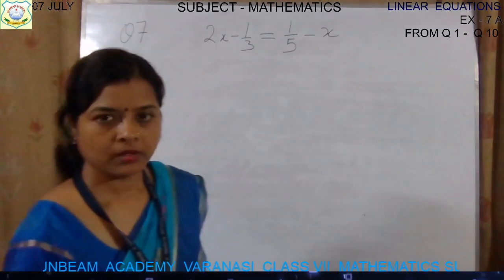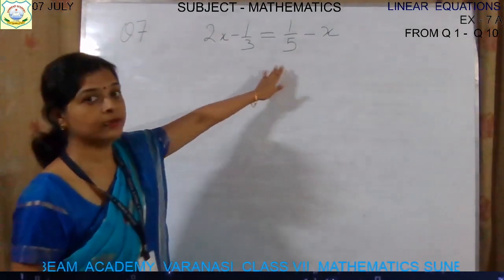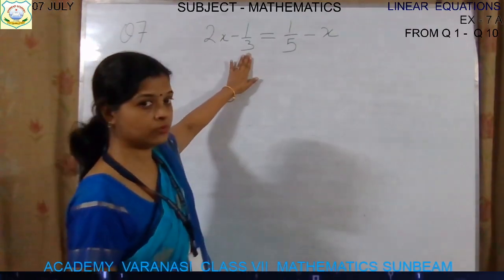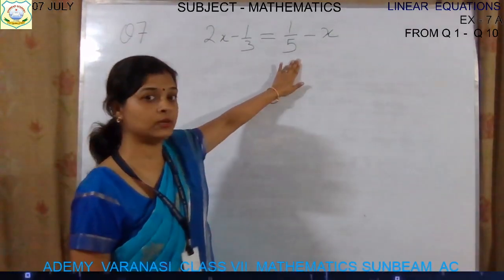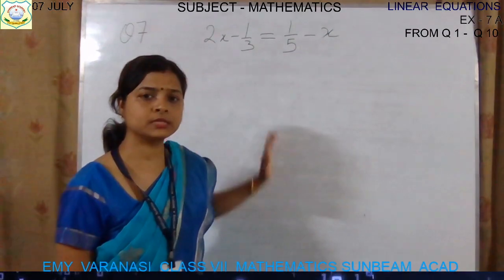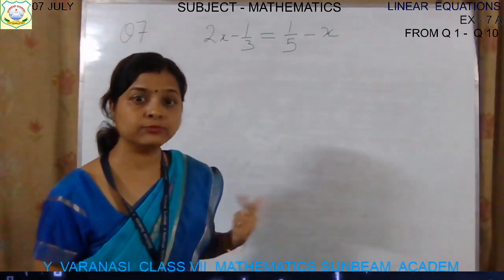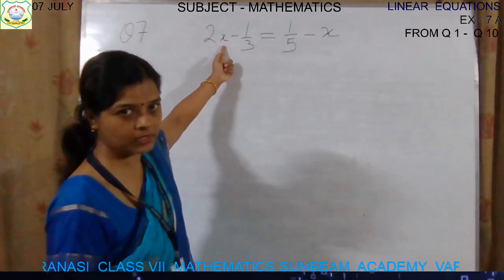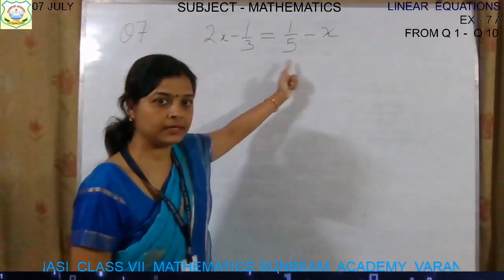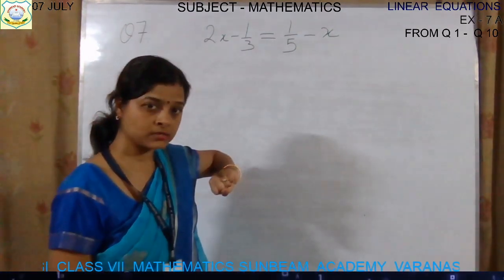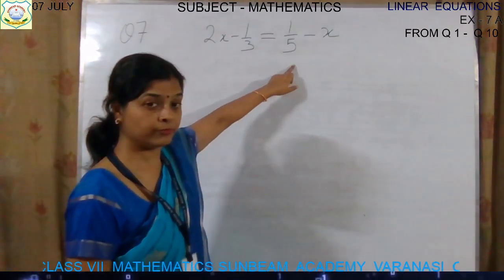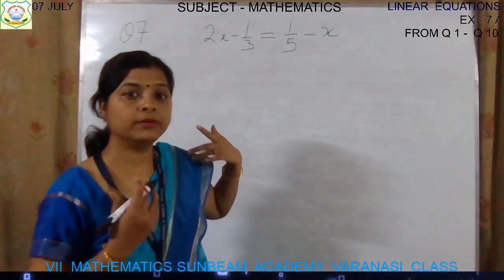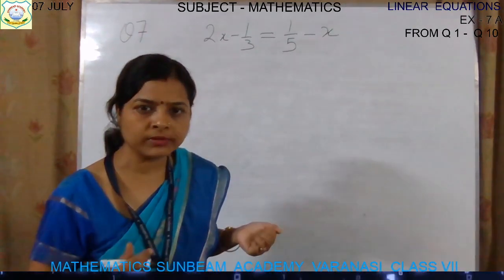Okay, children, can you see there are some denominators, isn't it? Here it is 3 and on that side it is 5. So whenever you see such a question and you have to solve for the unknown variable, that is x, y, z, whatever, if you see some denominators, then we will focus on the denominator first. We will remove it. How will we remove it, children?